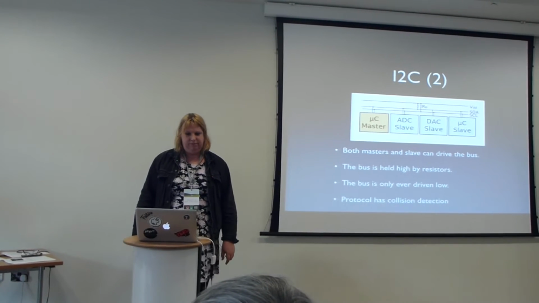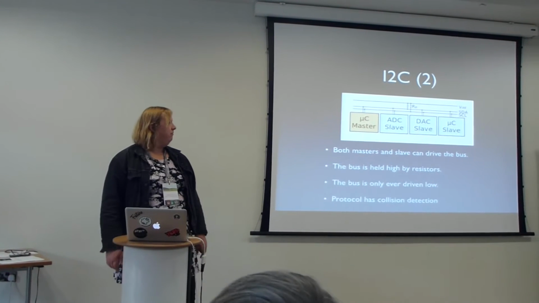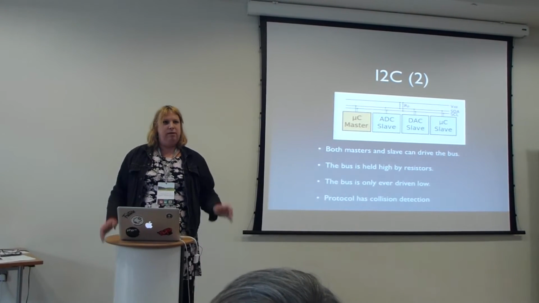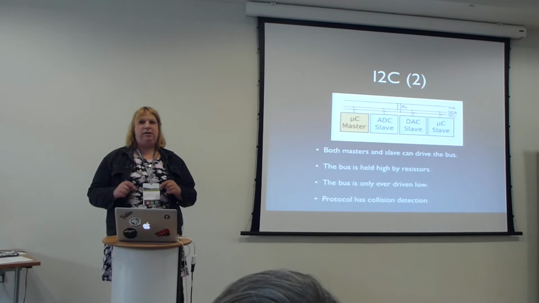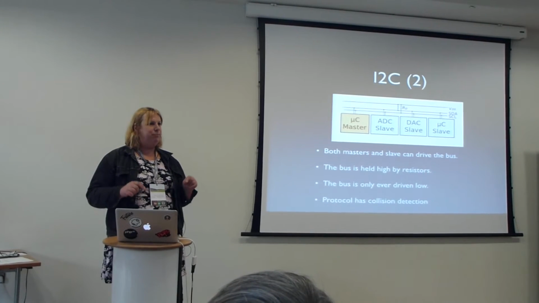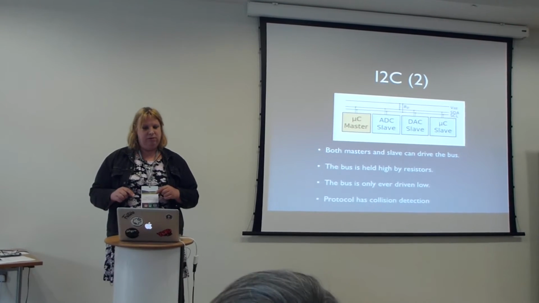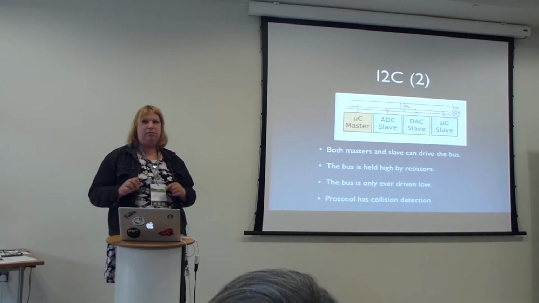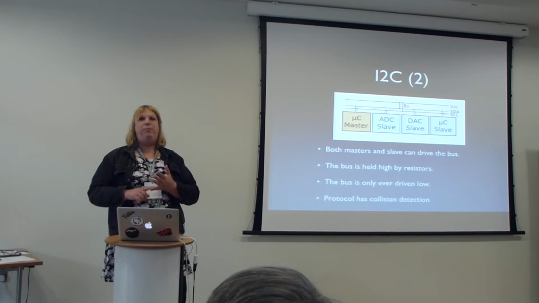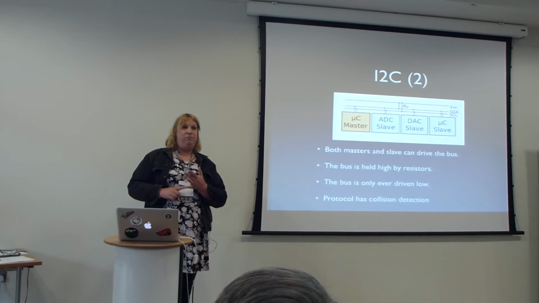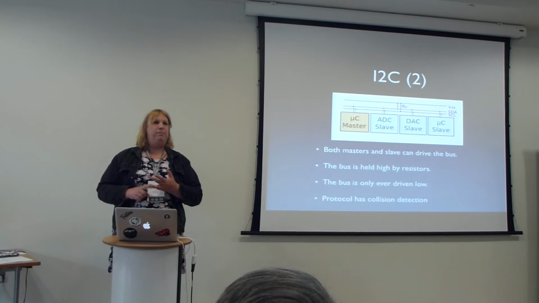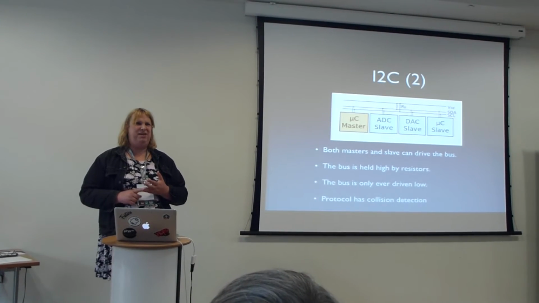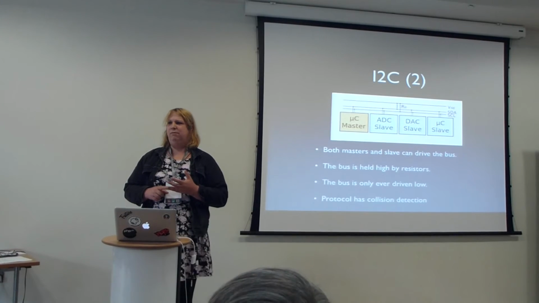So there we are, we have a bunch of devices on an I2C bus. The protocol is that a device only ever pulls the bus low. So to keep it high, there are pull-up resistors. The Raspberry Pi has them built in, so you don't have to worry about them. If you're doing it on a BeagleBone, you've got to put them in yourself. They're 5.6K or something like that. 4.7 is pretty standard.